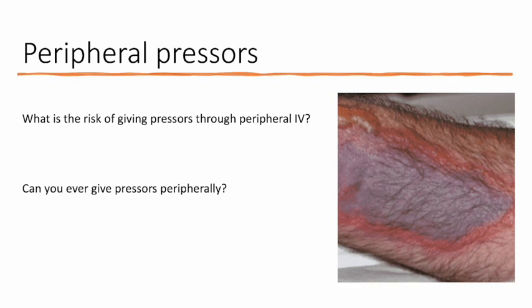Other pressors without a reversal agent cannot be given peripherally. An example of this would be vasopressin, which acts on the V1 receptors, does not have a reversal agent, so cannot be given peripherally. So this is why we use central lines to give pressors.